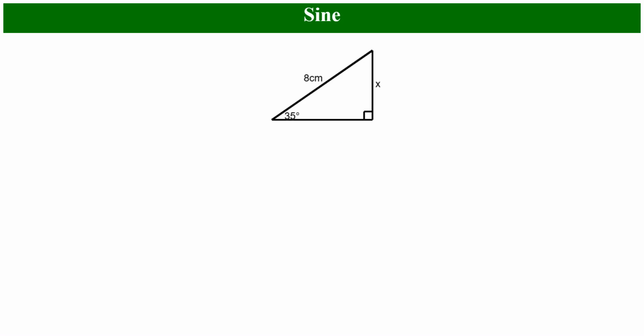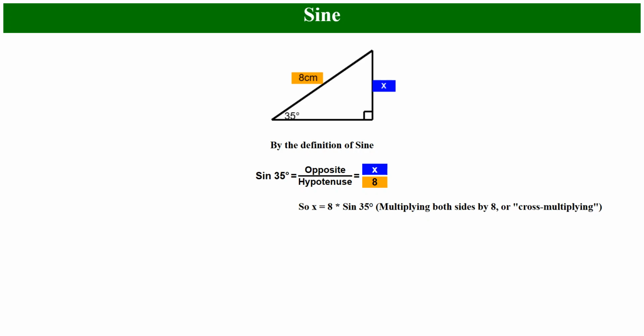Now, by the definition of sine, we have sine of 35 degrees is equal to the opposite over the hypotenuse. And in this case, that is x over 8. Now, how do we find the value of x? Well, we need to multiply both sides by 8, or we can say cross multiply. If we do that, we get x is equal to 8 multiplied by sine 35 degrees.